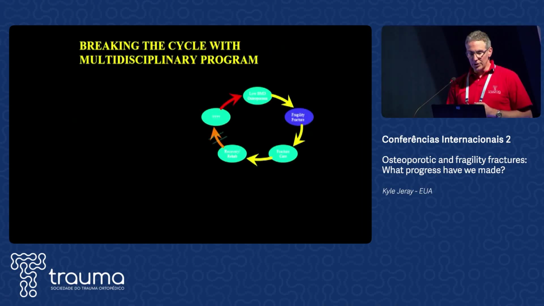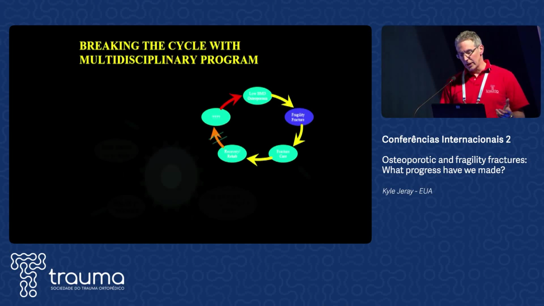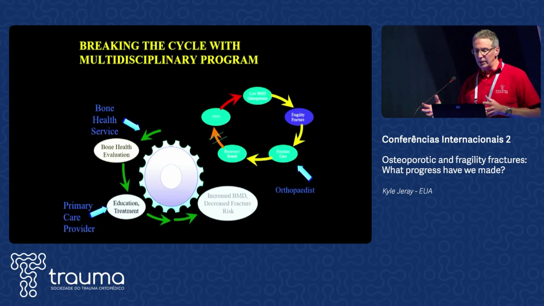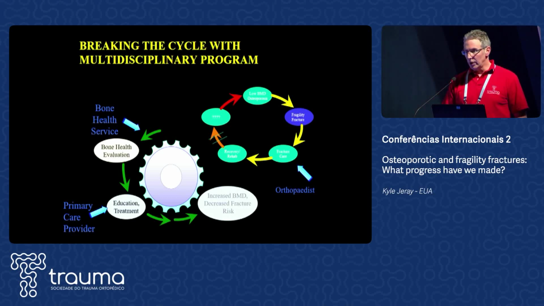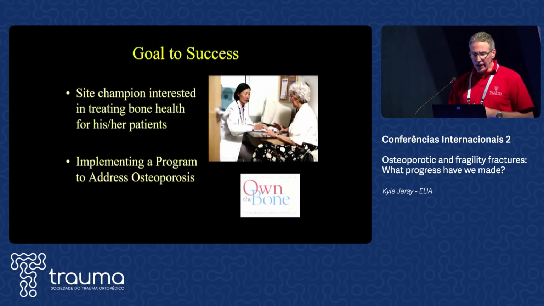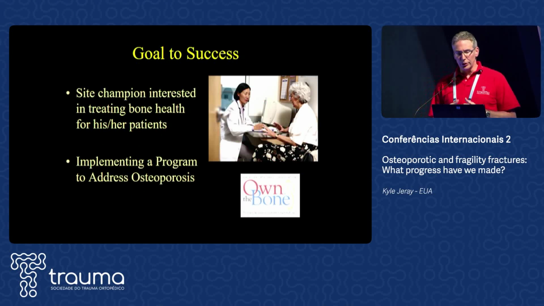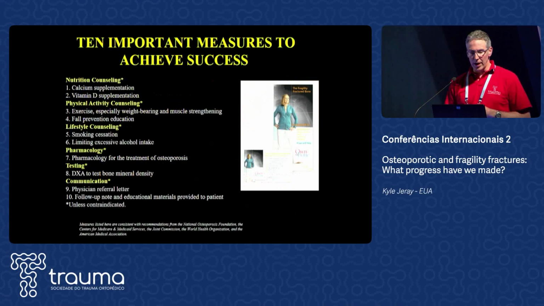So this is a typical cycle. We see a fracture, patients get a surgery, and they come back with a second fracture. What we're trying to do is intervene at some point. For us in the US, we usually have a bone health service now that we've been trying to develop. It usually involves primary care physicians, and may involve our nurse practitioners and our PAs, all of which help try to break that cycle. Ultimately, you need to have someone at your institution who really takes this to heart and is willing to push forward, recognize this is a problem, and make a difference.